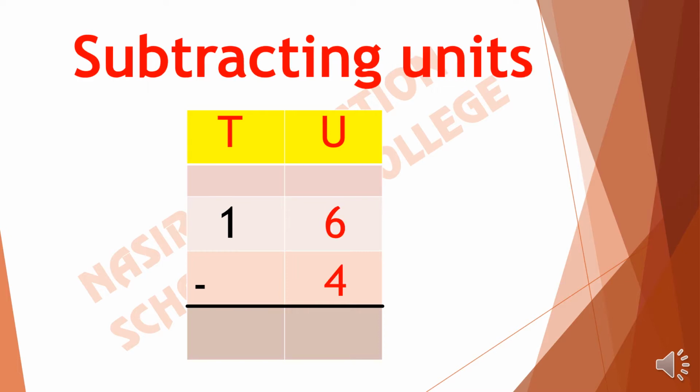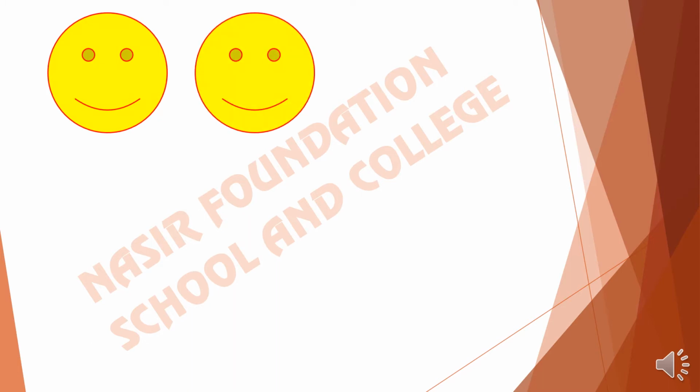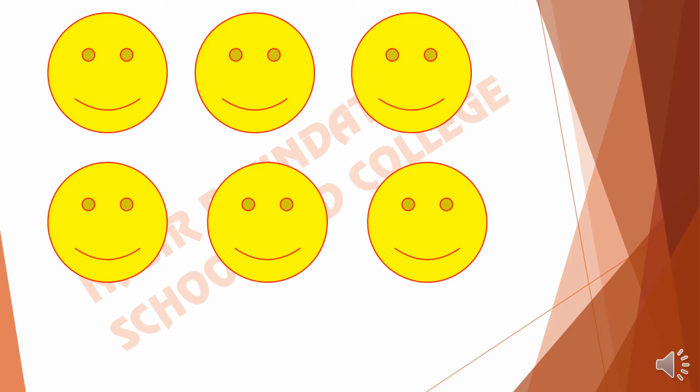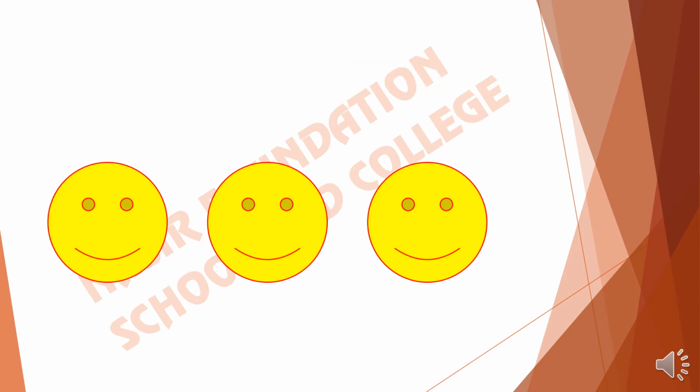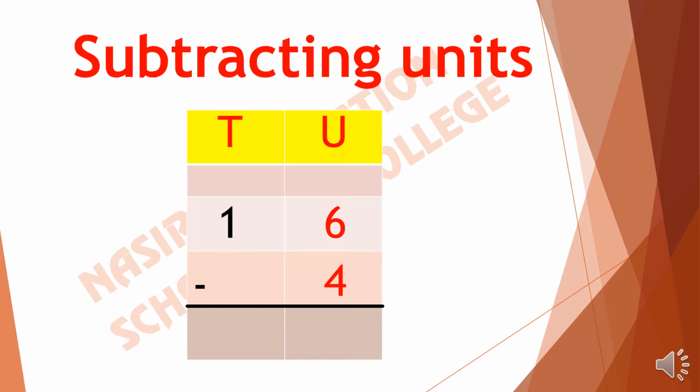First of all, we have to subtract units. We will subtract 4 from 6. 1, 2, 3, 4, 5, 6. Out of 6 we have to subtract 4. 1, 2, 3, 4, and we are left with 1, 2. So we will write 2 in units column.